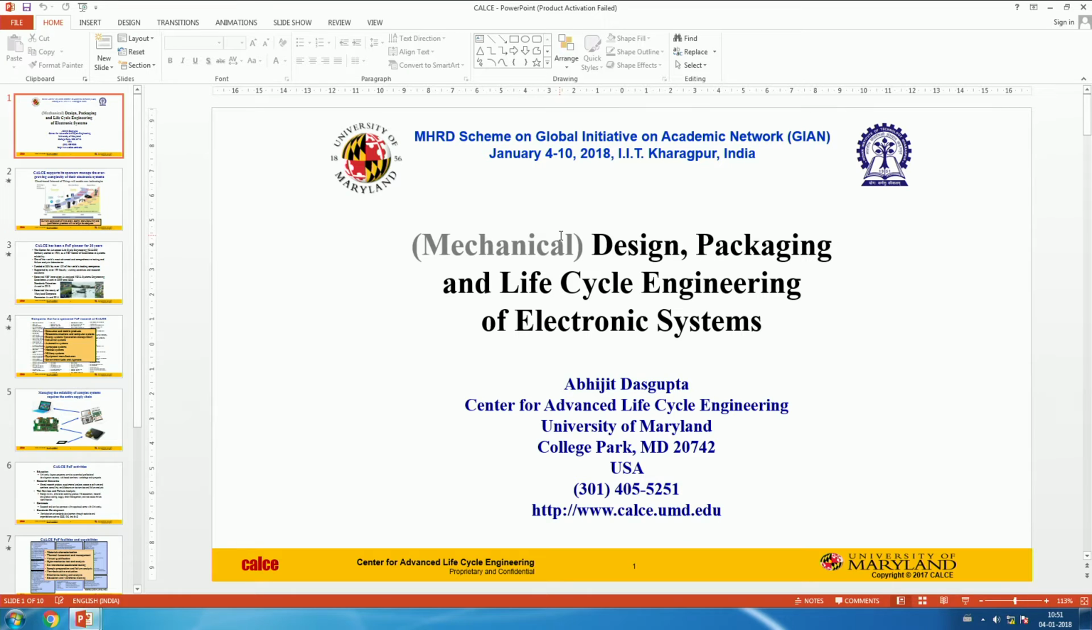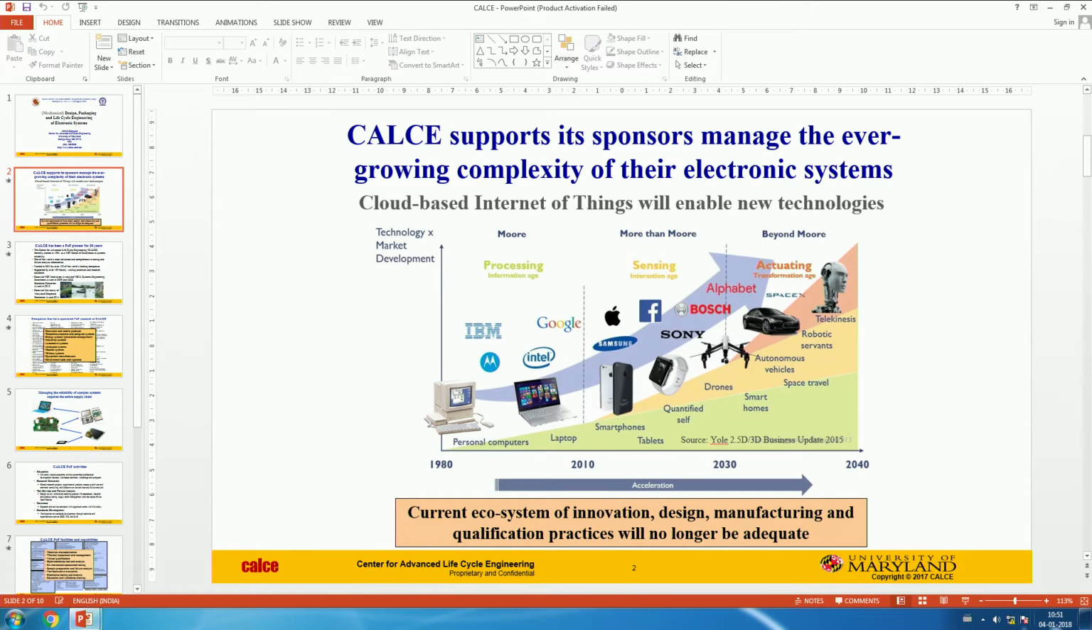It's not just mechanical. It has chemical, because there are harsh chemicals in the environment. Products have to survive that. So it's multi-physics, okay? But what we mean is beyond the electrical and beyond the electronics. What else do you need to know to design successful packages?